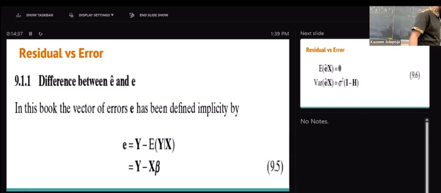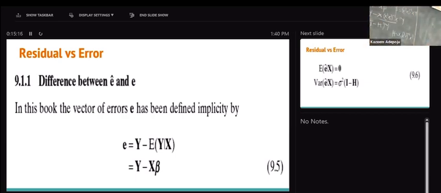You see the mean? The mean response, the expected value of Y given X. And what is that? That would be X beta, not X beta cap, because we're talking about error and not residual. Which means, what is our beta in equation 9.5? Our beta is a population regression coefficient. But what about beta cap? The beta cap will be the estimated regression coefficient. Beta cap is different from beta. Does that make sense now?